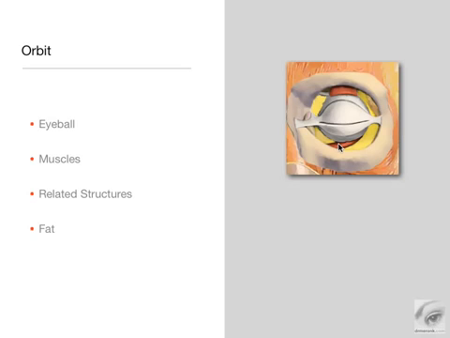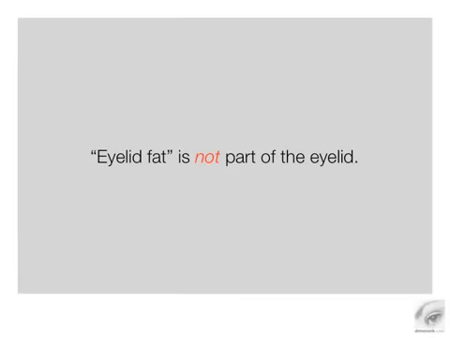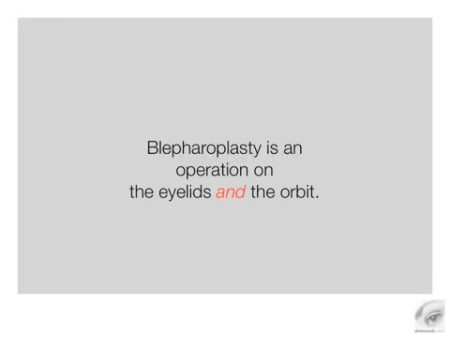What's most important to reiterate about this last slide is this. What we often call eyelid fat is not part of the eyelid. It's part of the orbit, and so is more correctly called the orbital fat. And why is this important? It's important because it means that blepharoplasty is not really just an eyelid operation. It's an operation on the eyelid and on the orbit. Understanding all of this makes the operation seem a little more scary than it did when you thought of blepharoplasty as a simple surgery on a tiny piece of skin.